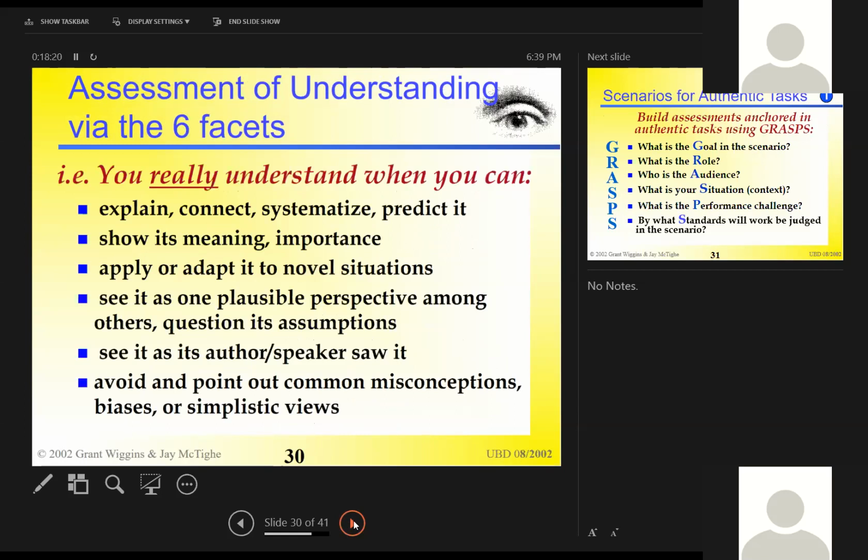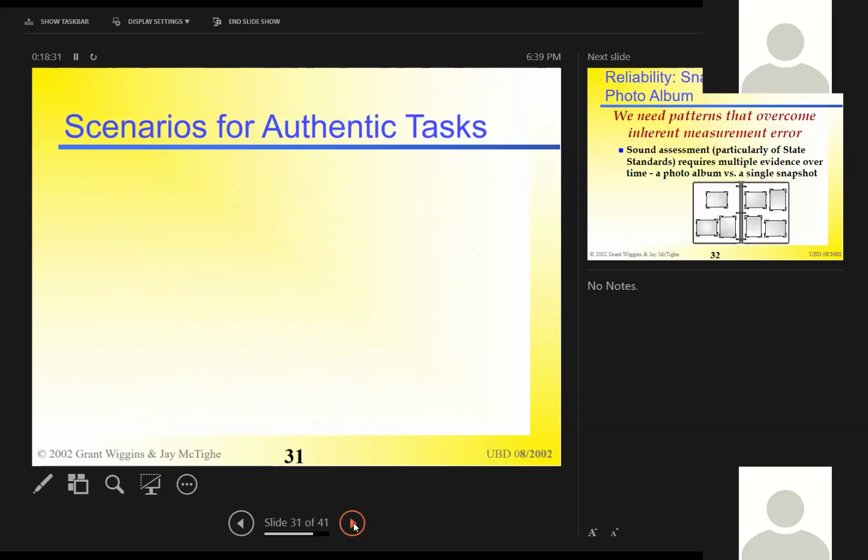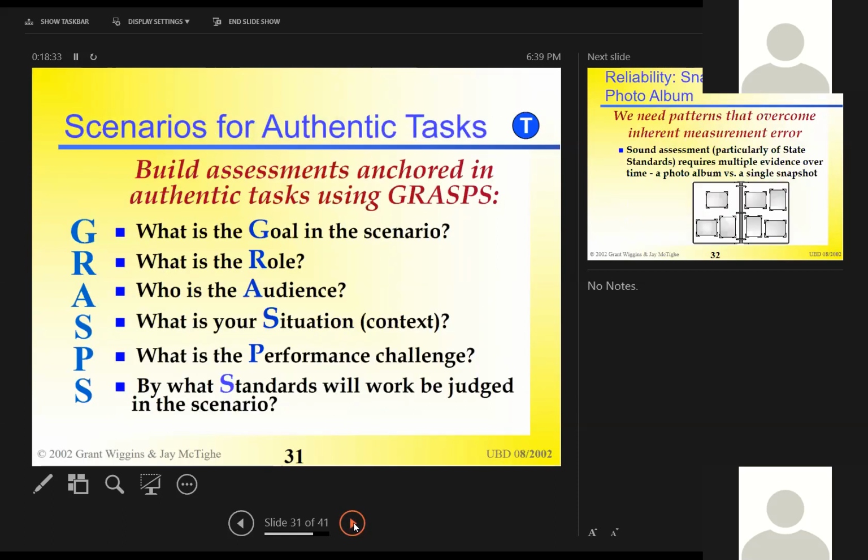Now, you really understand when you can go through Bloom's taxonomy and do all of these things. Another element to assessing and getting evidence about this: when we want to do authentic tasks, this is a nice little graphic that explains how you can do an authentic task as a form of assessment. Pretty simple to follow.